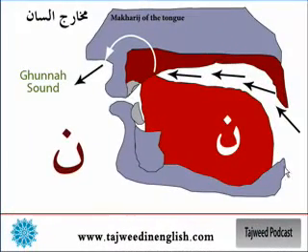So the air flows and comes through the oral cavity and moves forward. The tip of the tongue hits behind the incisors here, and when it hits, the air of course escapes from the nostrils, and that ghunna is formed and sounded from the nostrils and the nose.